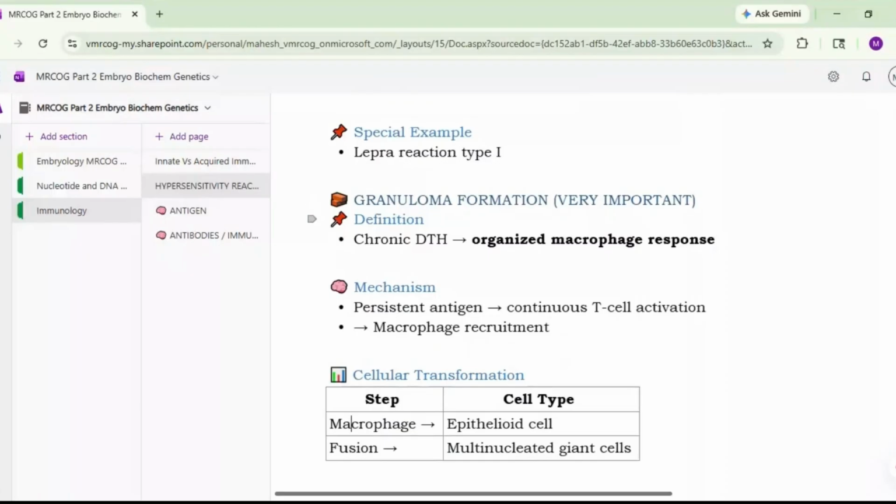It is an organized macrophage response. So what happens here? There is a persistent antigen. So the antigen is persistently there, so there is a continuous T cell activation.